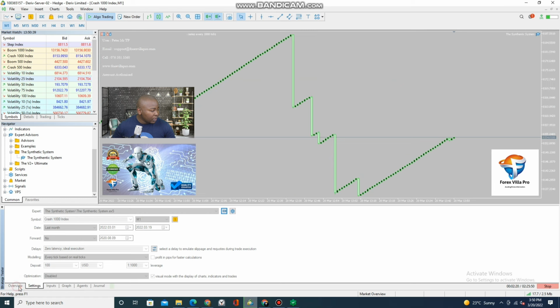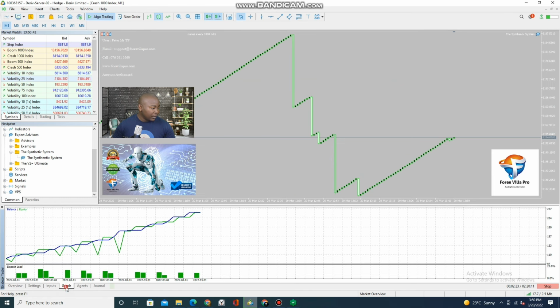So this is a little bit like up ahead. Look at the balance equity graph as well. It's just outperforming everything, man. This is super good. This is everything that you guys have been waiting for.